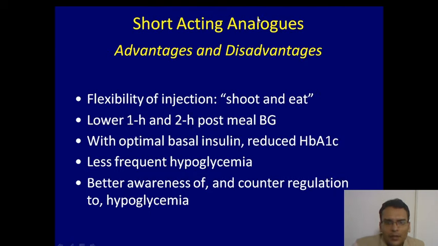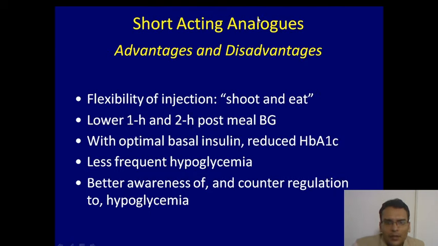So short-acting analogs, the advantages are, as I have discussed, there will be flexibility of injection. You could shoot and eat. That means you inject and then you can immediately eat, rather than waiting for about half an hour. You tend to have lower 1 hour and 2 hour post-meal blood glucose. So in a person where postprandial hyperglycemia is bothersome, you could consider using short-acting analogs. And with optimal basal insulin, they have been shown to have reduced HbA1c. However, overall glycemic efficacy does not vary between short-acting analogs and regular insulin.